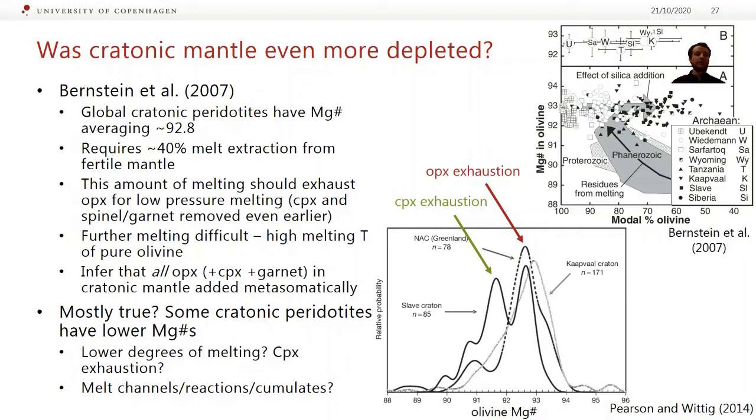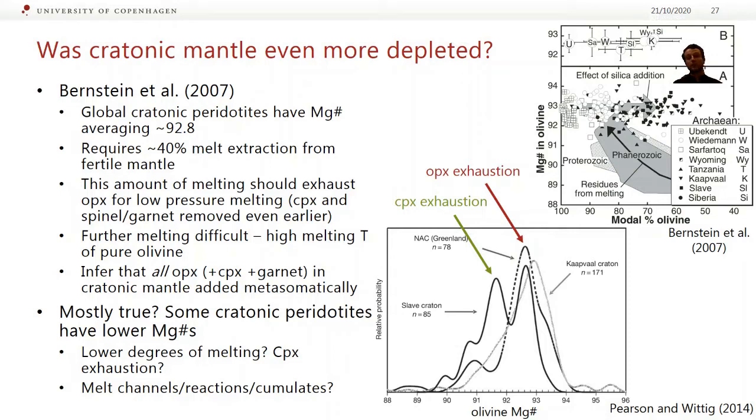So they're arguing that potentially all of the OPX that we see in cratonic mantle was added later by metasomatism, and by implication all of the garnet and CPX would have been added back in as well. This might be mostly true. We do see quite a broad range of Mg numbers in cratonic peridotites. At the bottom is a plot from Pearson and Wittig, 2014. Particularly in certain cratons like the Slave Craton up in northern Canada, you can see that there's a secondary peak in the olivine Mg number distribution.